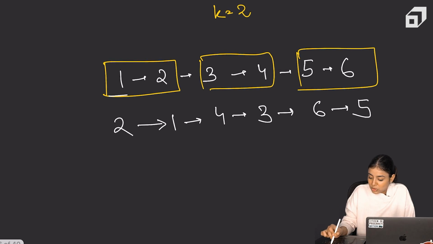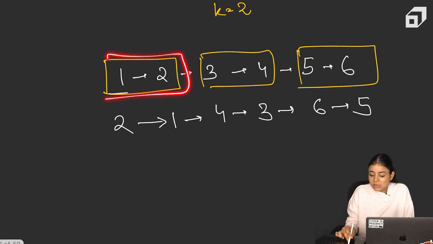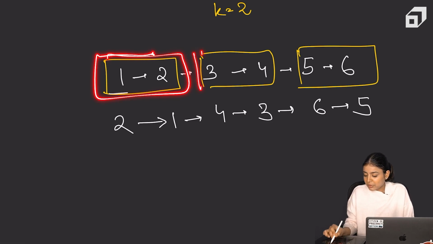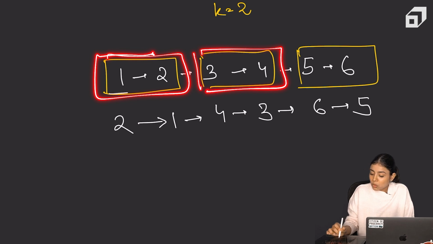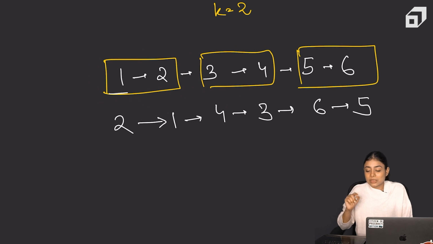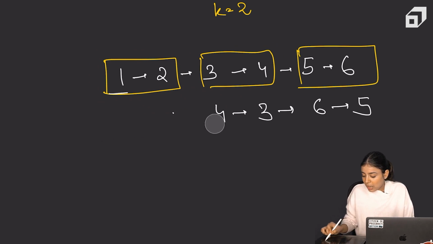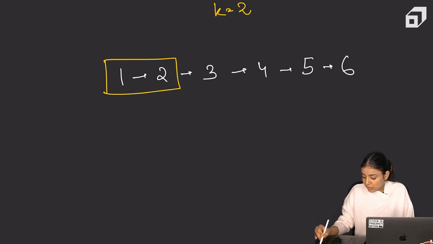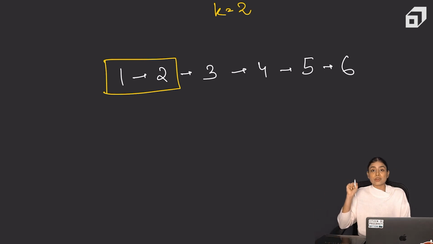So if I'm just given this part of the linked list, I can easily reverse it. I already know how to reverse it. If I'm given this part of the linked list, I can reverse it too. But how do I connect these two parts? That's the tricky part. That's what we need to think about. An easier way to do this could be through recursion.